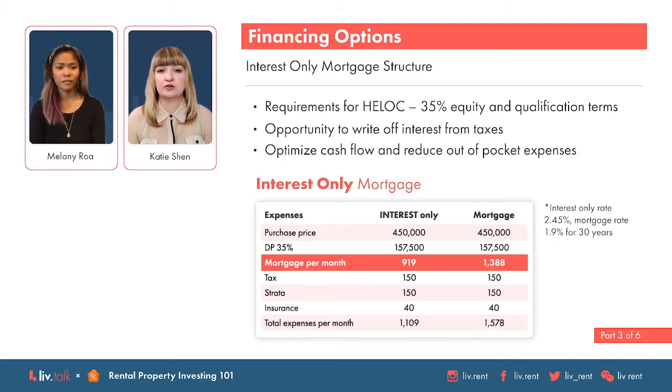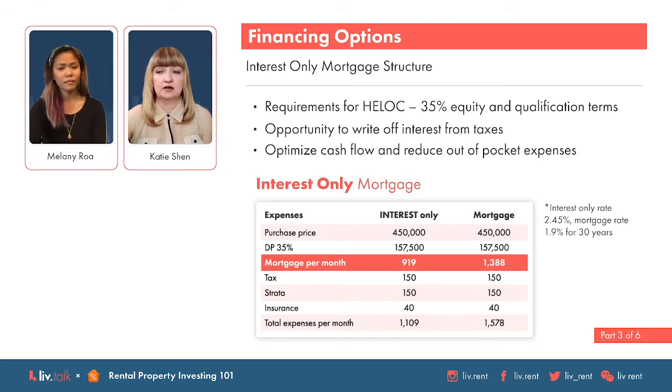The requirement for that type of product is that 35% equity stays in the property, so it cannot be cashed out or withdrawn. The types of purchases which will benefit from the program are where there is an opportunity to write off interest from taxes, and that's where basically the benefit comes from. Whatever you pay yourself, you can write off. There's also an option to optimize cash flow for that and reduce out-of-pocket expenses.